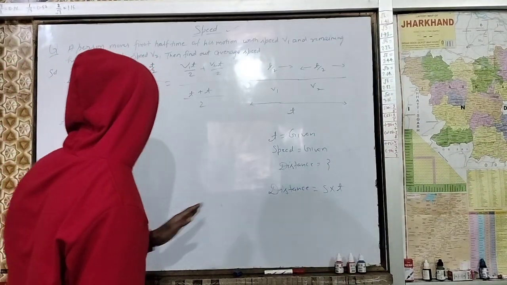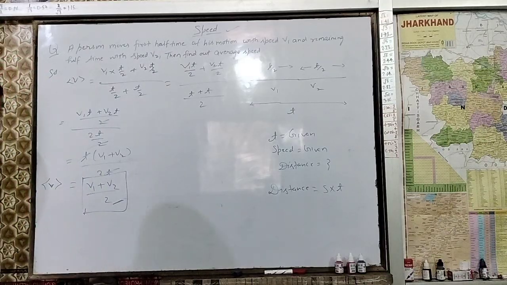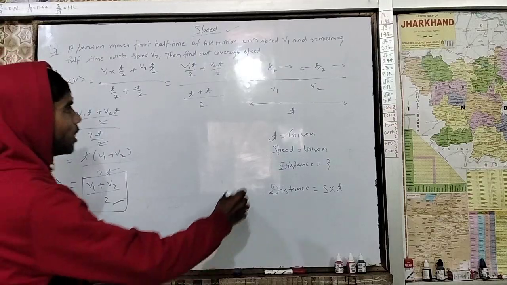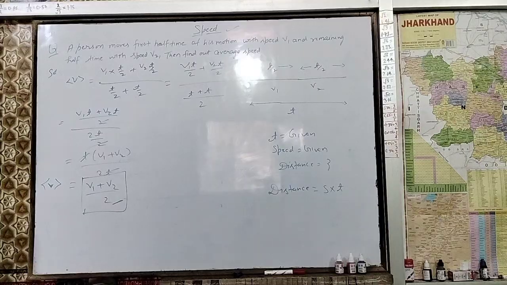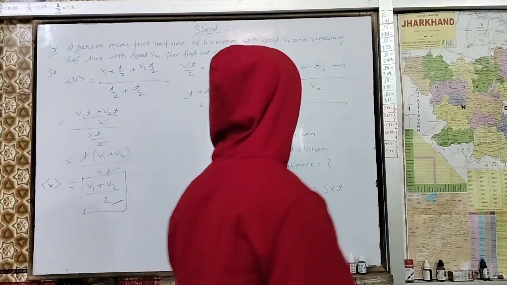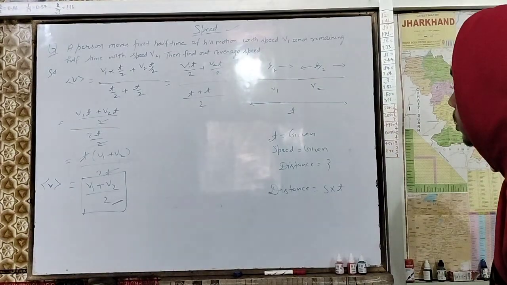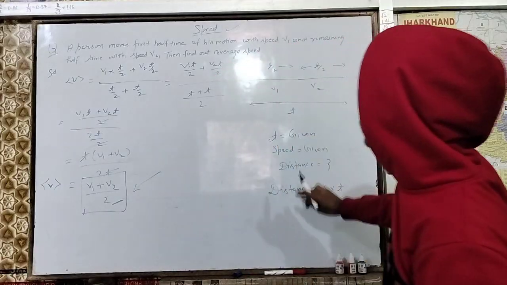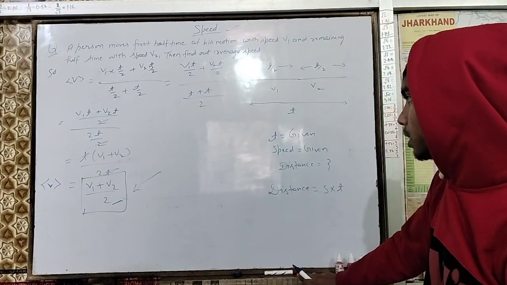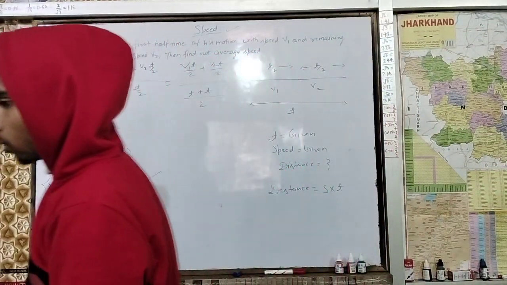When you substitute the value of velocity, you will get this much. What is happening over here? We are adding the velocities and dividing by time, and it becomes average velocity. Average velocity means it does not depend on distance and time at all.